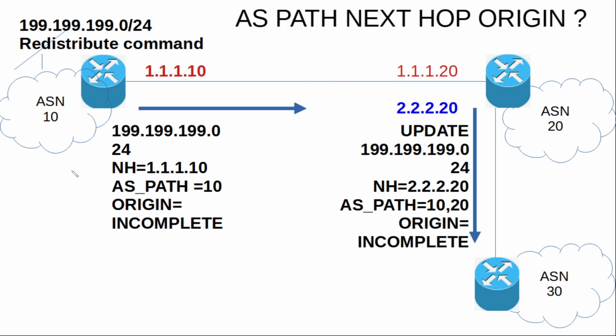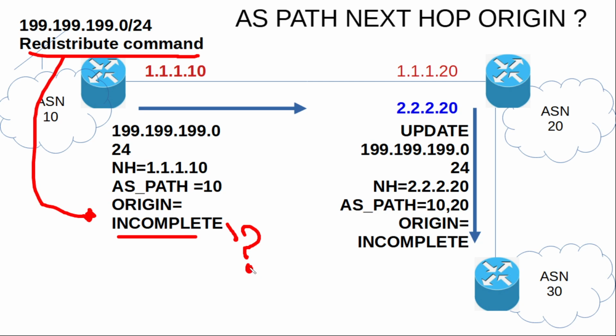Now let's see the same example. In this example, we're not going to use the network command. It is exactly the same example. We are going to use the redistribute command. In this case, we are going to set the origin to incomplete. This is a somewhat not so good sign because this will translate into I don't really know where this came from, but we already know that it comes from a redistribute command.